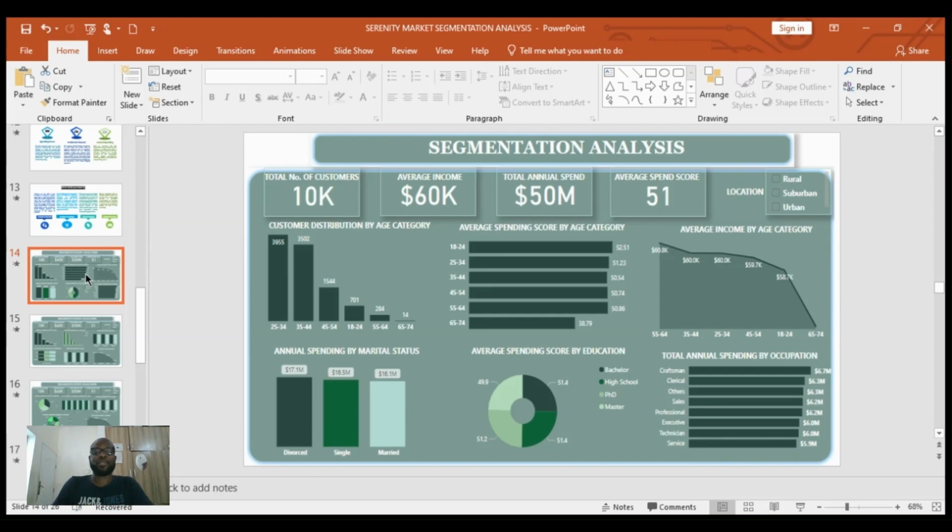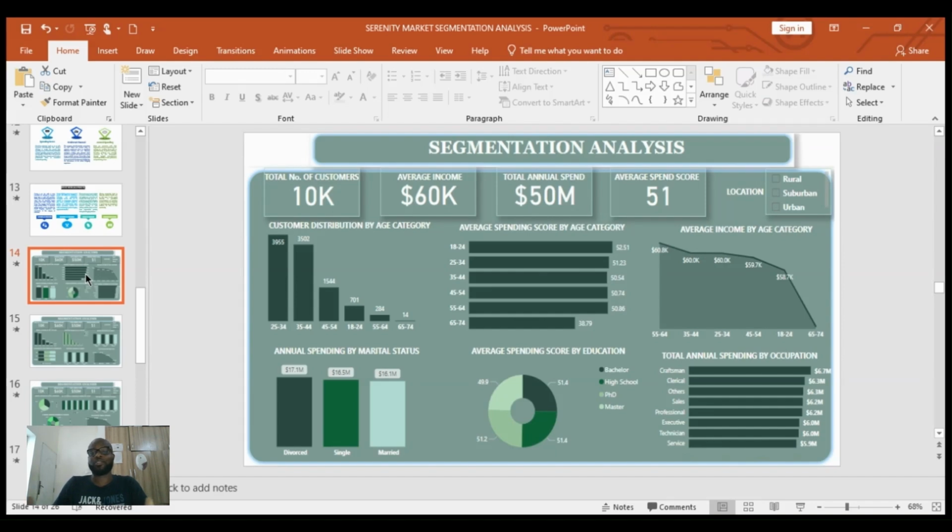The first chart here is helping us to categorize our customers by age group. So we look at the various ages and try to understand which of the ages constitute the most of the customers. And we discovered that ages 25 to 44 constitute that 75% that we talked about earlier in our segmentation profiling. Then we also look at average spending score by age category.